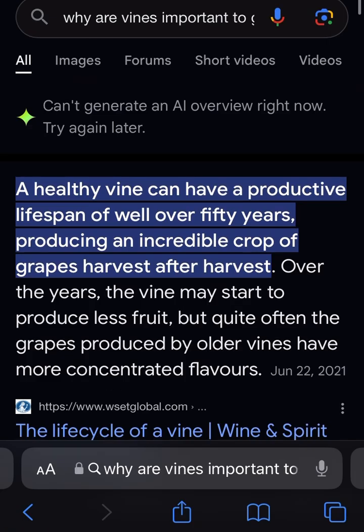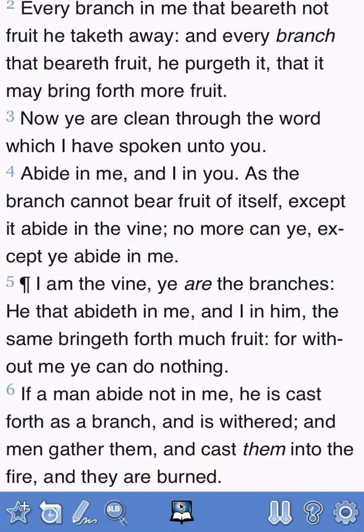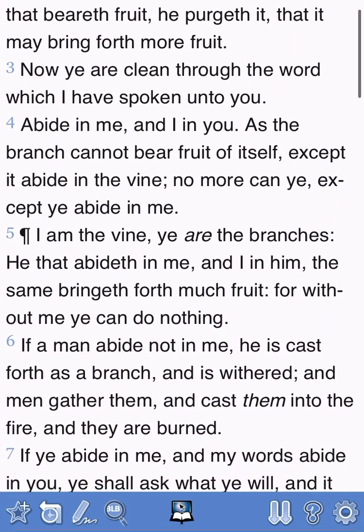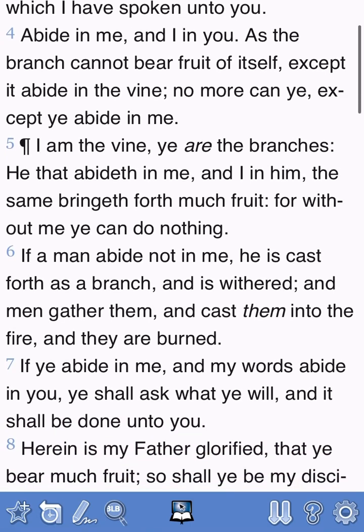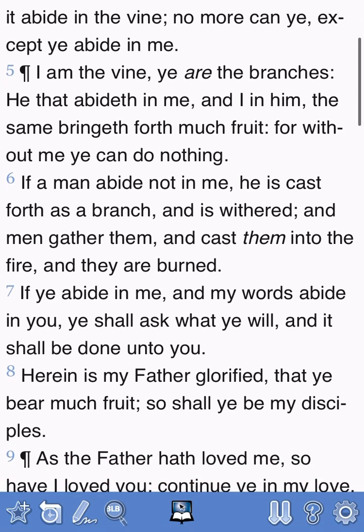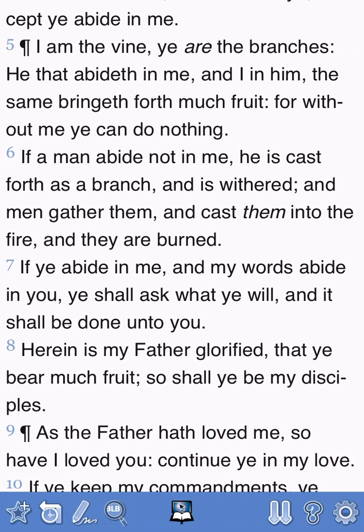So continuing on, going back, it says, abide in me, and I in you, as the branch cannot bear fruit of itself, except it abide in the vine, no more can ye, except ye abide in me. I am the vine, ye are the branches. He that abideth in me, and I in him, the same bringeth forth much fruit. For without me ye can do nothing, you see.